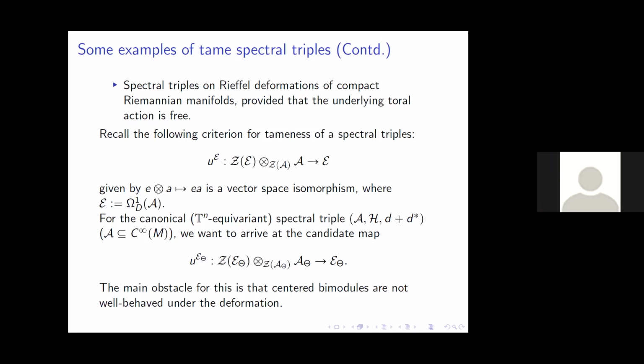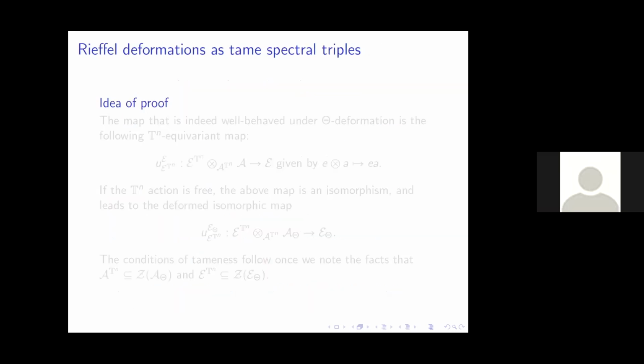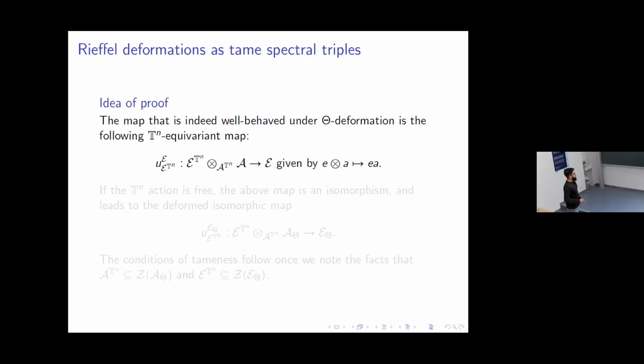So this is probably the only slightly tricky part for the Rieffel deformations. The workaround is that there is indeed a well-behaved map which respects theta deformations. Consider the invariant subalgebra of the algebra A under the torus action, and look at the invariant subspace of E under the torus action. Now this map is very well behaved with the theta deformation.